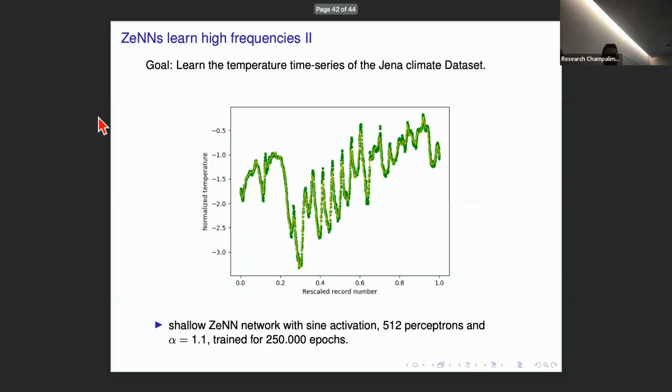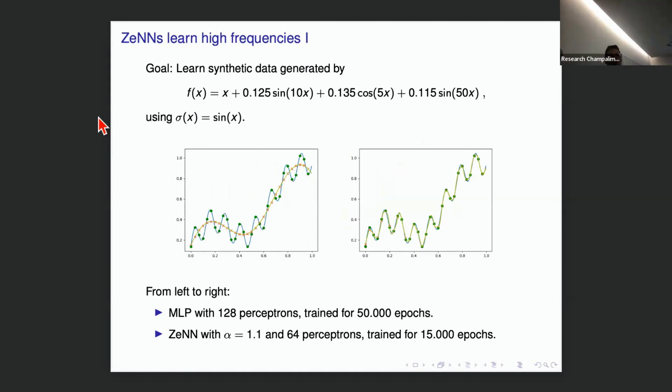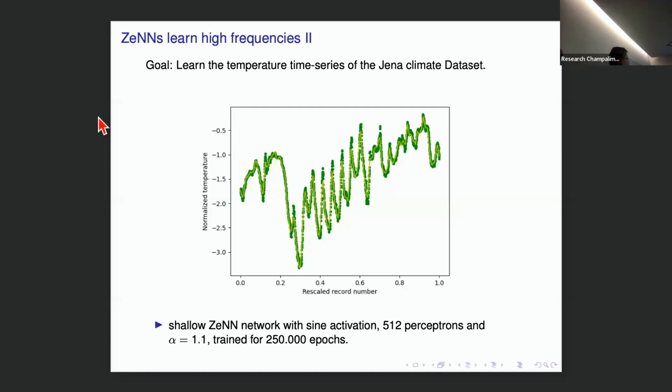Okay, very well. Next task, to learn the temperature time series of the Jena climate data set. This is a famous data set, I think, right? And you see here in green the experimental points, and in yellow, our fit. Again, this is a ZeNN network now with a lot more perceptrons, 512. The alpha is the same again, because sigma is a sine, a bounded function, so we can pick kappa k equal to 0. And so alpha just needs to be greater than 1, which is alpha equal to 1.1 in both cases. And this one is trained for a lot longer time.